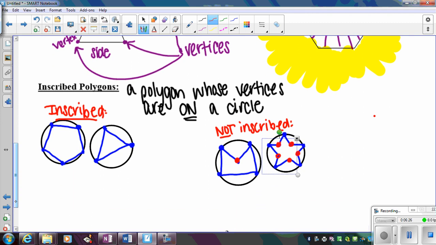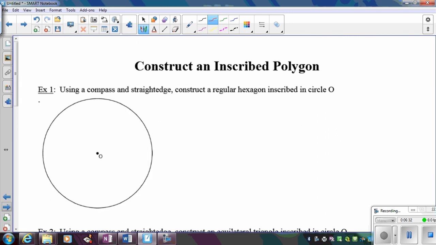So if we go to the next page, we're actually going to do some constructions with inscribed polygons. And there's 3 that you have to know how to construct. The first one being a regular hexagon. So a regular hexagon will have 6 congruent sides and 6 congruent angles. And all of the vertices will lie on this circle.